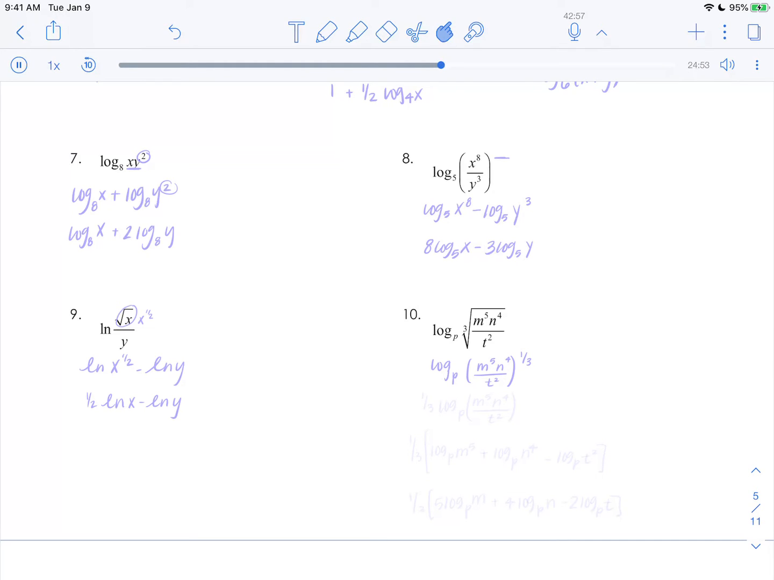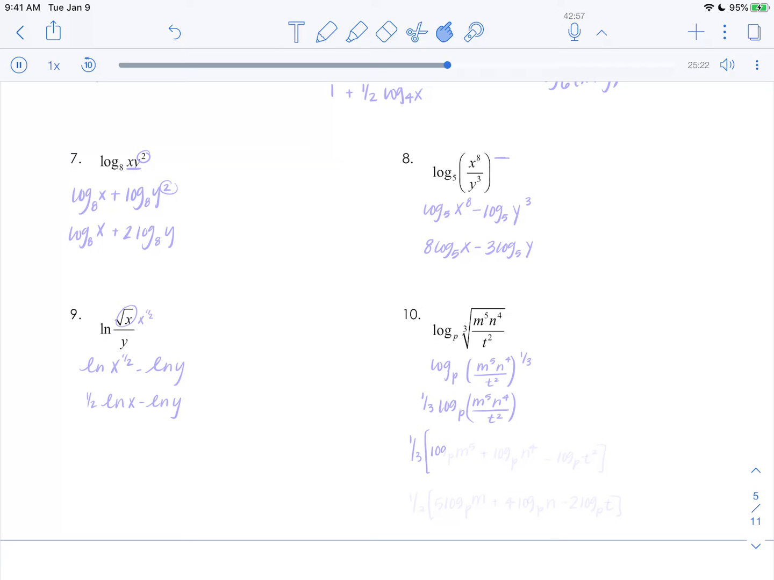So we bring the 1/3 in front, so we'll have 1/3 log base p of this whole thing, m to the 5th, n to the 4th, t squared. Okay, so now we can break it up, right? And then we'll just keep the 1/3 out front. Keep the 1/3 out front, and then just write it for each of the little terms.